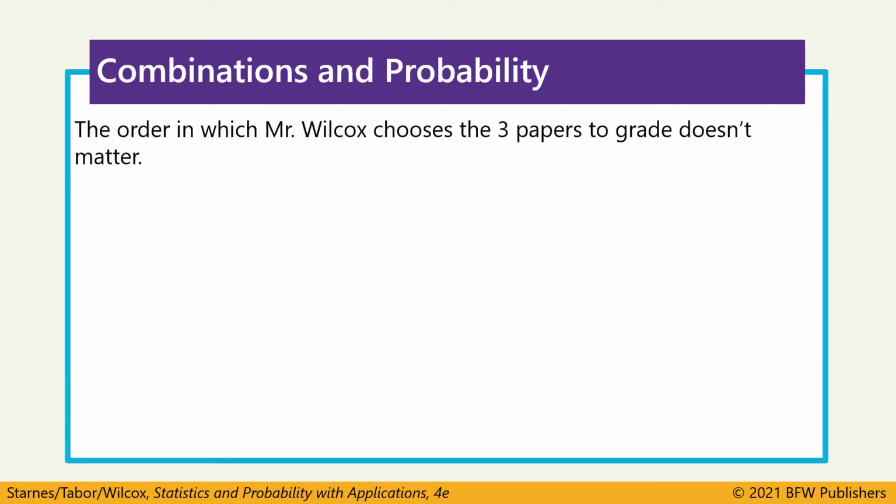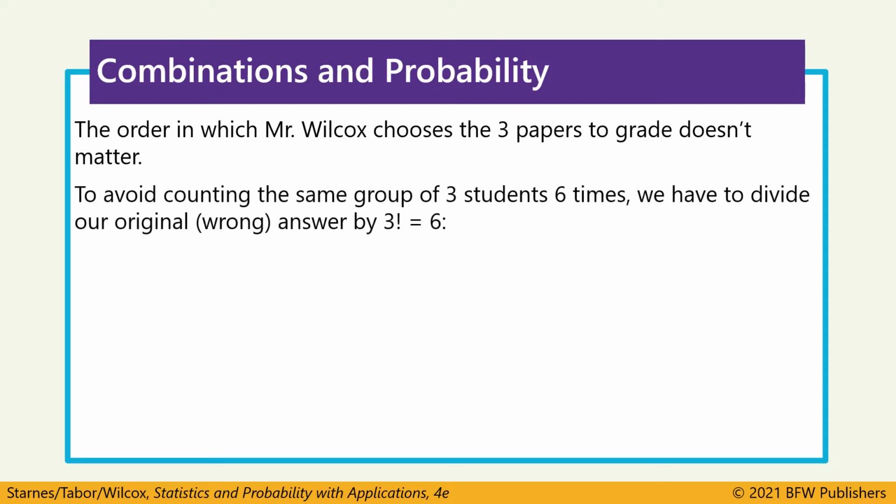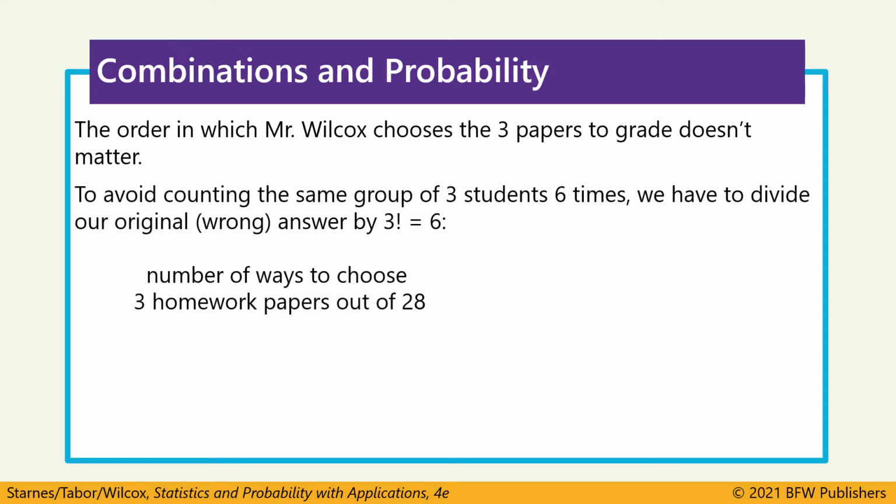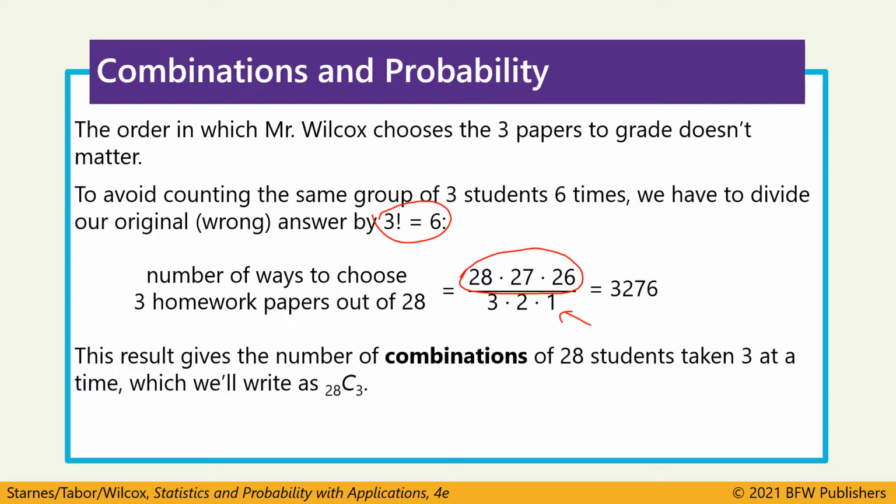As we mentioned already, the order that he chooses these papers doesn't actually matter. So we have to take the way we did this problem previously, 28 times 27 times 26, and divide it by the fact that there's 6 different ways to get that same group of 3 students. So instead of getting the large answer that we got when we were doing a permutation, 28 times 27 times 26, it now gets divided by the number of different ways that it can occur. So again, for combinations, the order doesn't matter. For permutations, the order does matter.